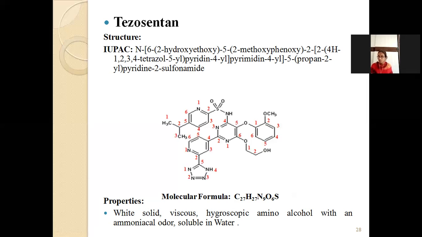And properties, sir, it is a white, solid, viscous, means it is more thick in nature. Hygroscopic means this drug should not be exposed to the atmosphere. And amino alcohol with an ammoniacal odor, and it is easily soluble in water.